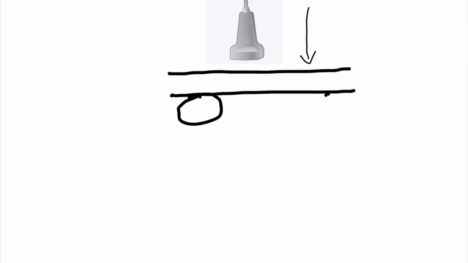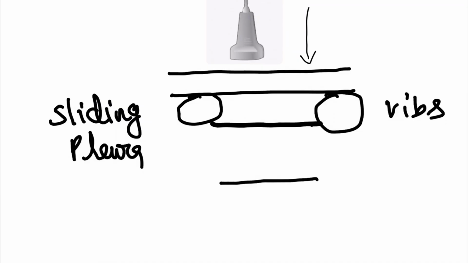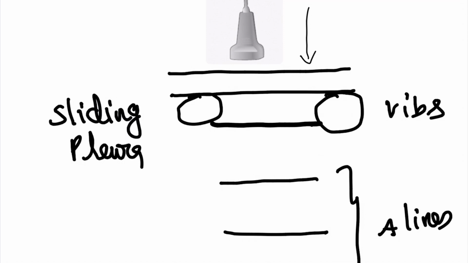The ultrasound beam starting from the transducer will pass through the skin, subcutaneous tissue, intercostal muscle and the pleura, which is sliding. Beyond the pleura, the normal aerated lung will not allow the ultrasound beam. So, instead of seeing lung, you can see only horizontal lines equidistant from the pleura. These are reverberation artifacts called A lines. Sliding pleura with A lines is called the A profile.